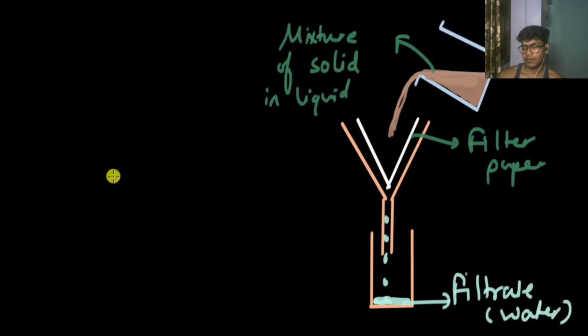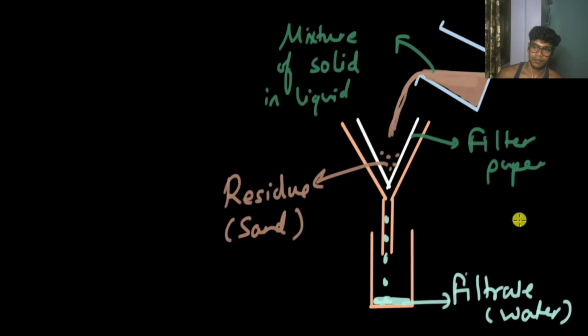Whatever sand is collected in the filter paper is called residue. So this is sand in this case. Now, this over here is the filter. This is a funnel, so let me write that as well. You can collect the filtrate in any sort of container. It could be a conical flask, a beaker, or just an everyday usable container. So this is how filtration works.